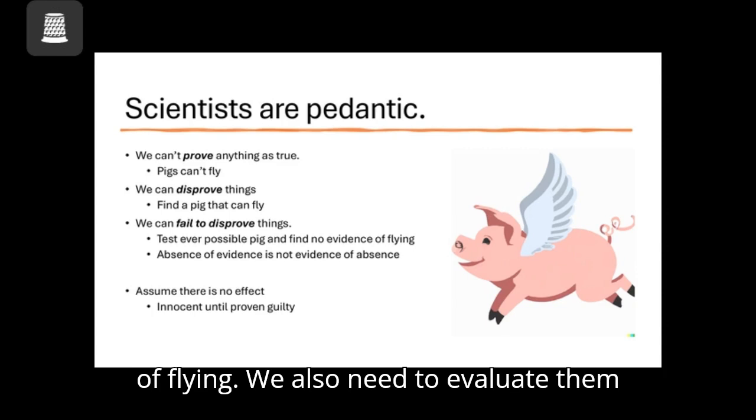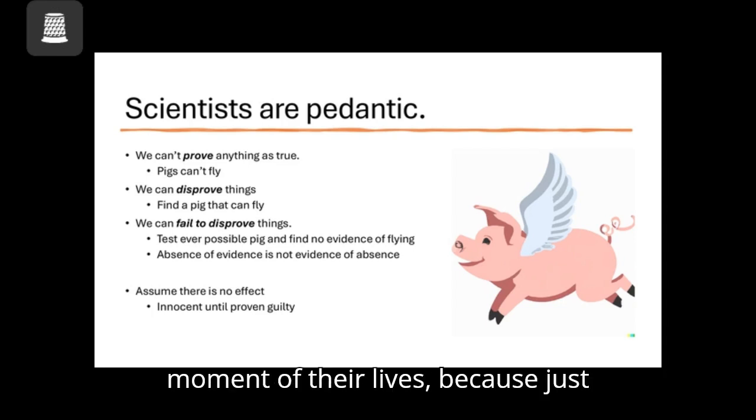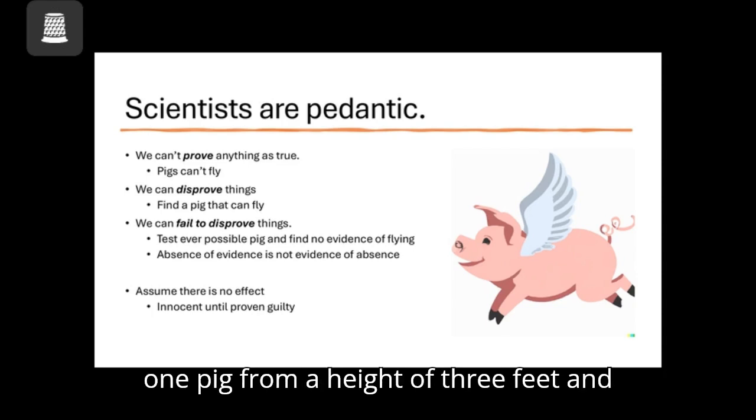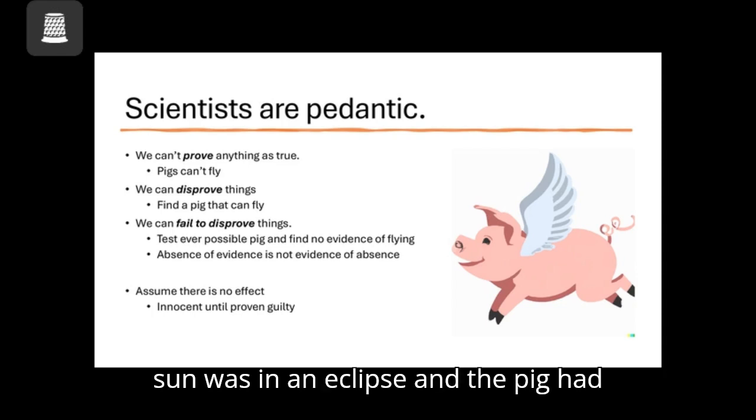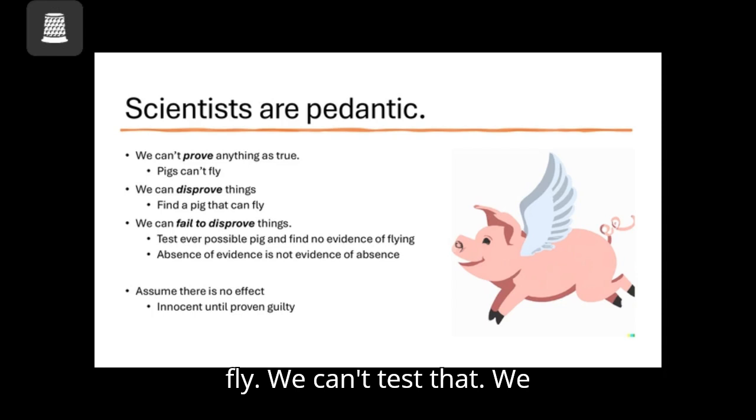We also need to evaluate them in every possible location at every moment of their lives, because just maybe, had we dropped that one pig from a height of 3 feet and 5.2 inches on February 1st, 538 BCE, in what is now Hanover, Indiana, and the sun was in an eclipse, and the pig had just been bitten by a mosquito, it would have been able to fly. We can't test that. We haven't tested that. And therefore, we cannot say that pigs cannot fly, because we don't have all of the tests done.